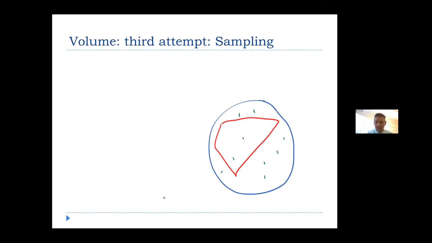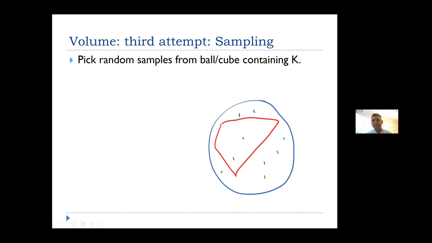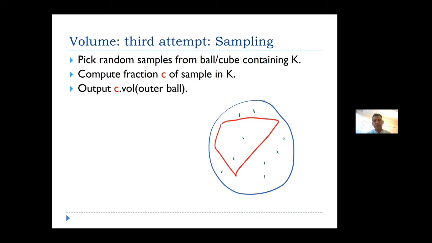Let's make one more attempt now that we know that randomization is essential. Here's the simple grade school algorithm. Let's pick random points from some simple set like a ball or a cube large enough that contains your body K. For example, we are already given that a ball of capital R radius contains K. And you compute what fraction of the samples fall in K. Now this times the volume of the outer ball is an estimate of the volume of K, and it's correct in expectation. But of course, the problem again is that you'll need too many samples.